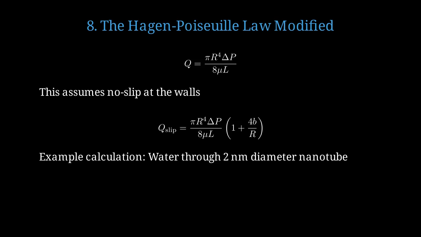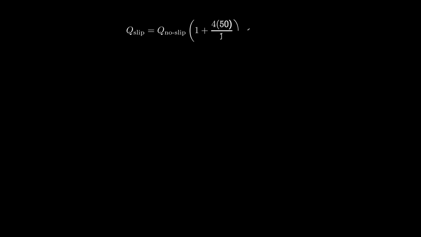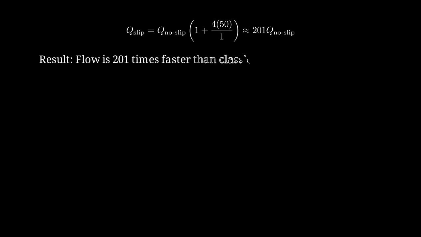Let's do a real calculation for water flowing through a carbon nanotube with 2 nanometer diameter. Given, nanotube radius is 1 nanometer, slip length is 50 nanometers. Tube length is 1 micrometer and pressure drop is 10 megapascals. Viscosity is 0.001 pascal seconds. With slip, we multiply by 1 plus 4 times 50 divided by 1, giving enhancement of about 201 times. The result is dramatic. Flow is 201 times faster than classical theory would predict, making such membranes highly efficient.